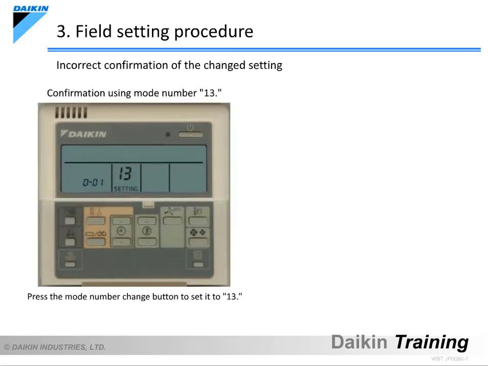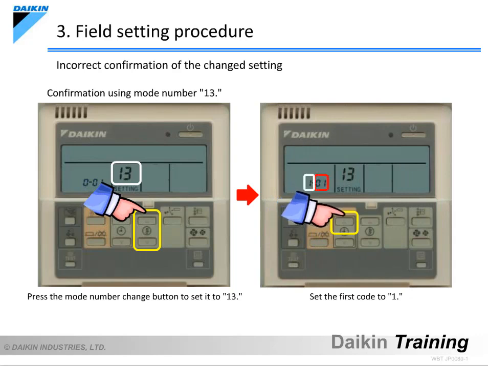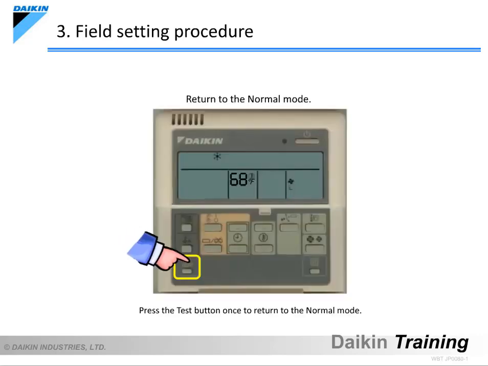This is an example of incorrect confirmation of the changed setting. Set the mode number to 13. Set the first code to 1. Despite the fact that the second code had previously been set to 02, the default value of 01 is displayed on the remote controller. As a result, the changed setting cannot be confirmed. Therefore, be sure to use a mode number in the 20s in order to confirm the changed setting. When the changed setting has been confirmed, press the test button once to return to the normal mode.